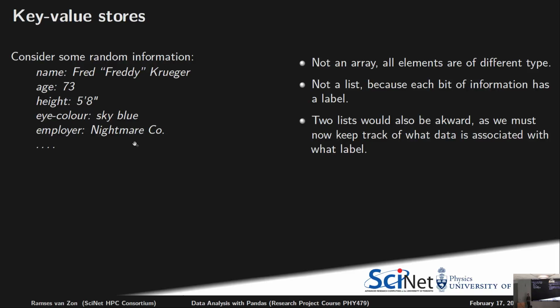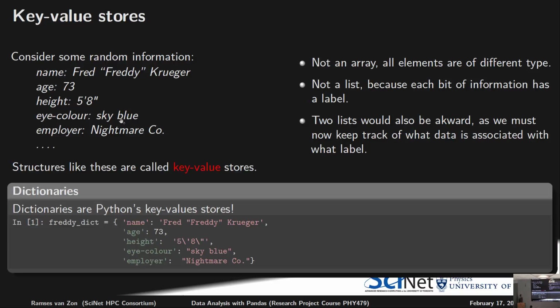So what I'd rather have is a data type that can take this together and store it as the sort of information that it is. Now Python has a data type for these sort of key value stores. This is the key and this is the value. And they're called dictionaries.